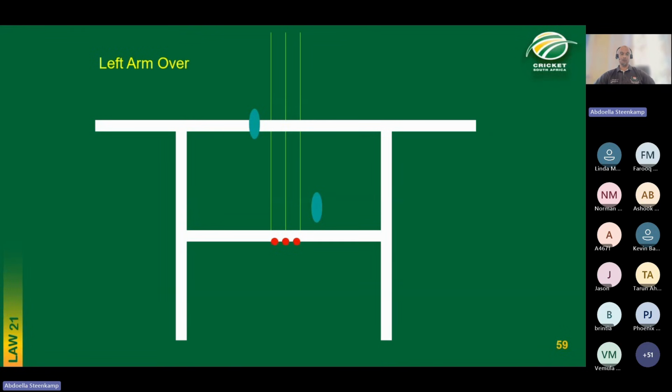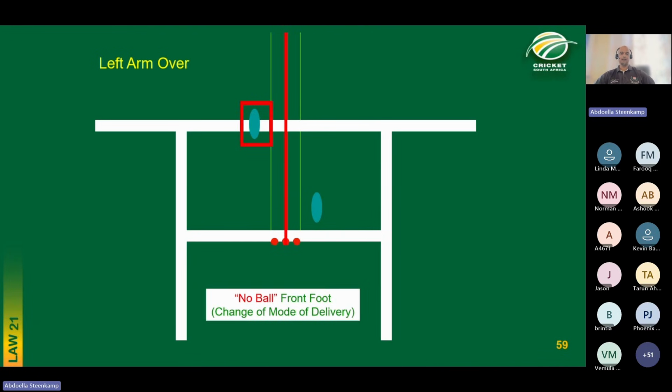Earlier I mentioned the law wants the bowler to stay on the same side of the imaginary line joining the two middle stumps. This is a left arm bowler bowling over the wicket, but look where that left foot, front foot lands. It's landing on the other side of the imaginary line joining the two middle stumps. That's why this is a no ball.